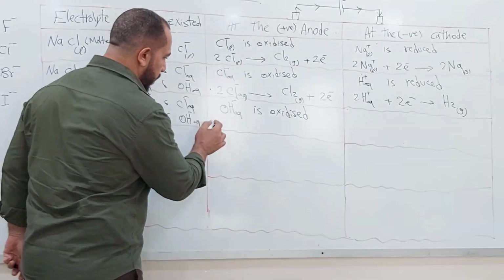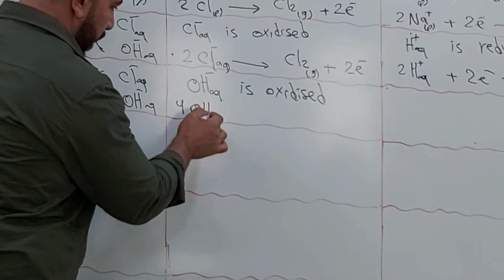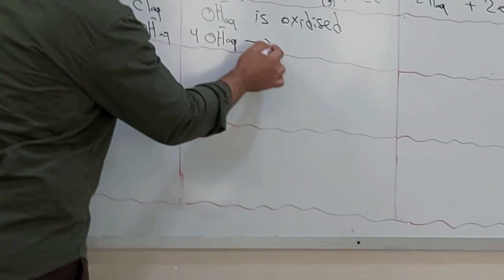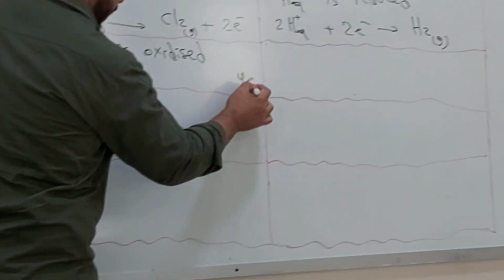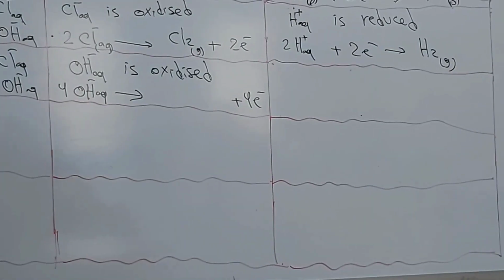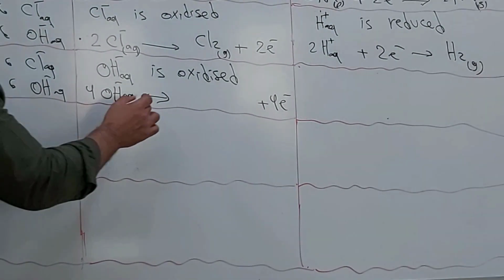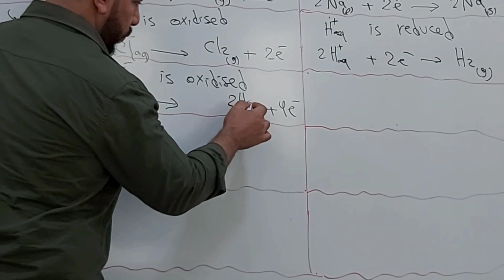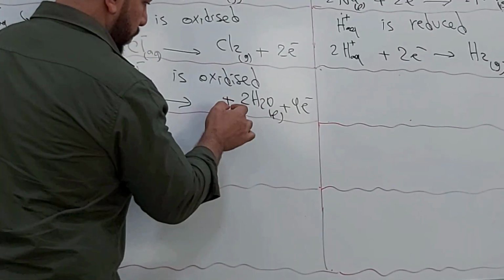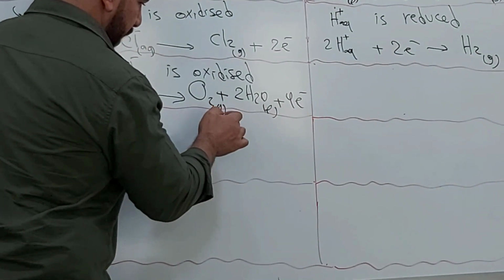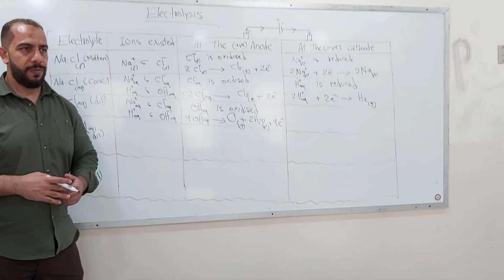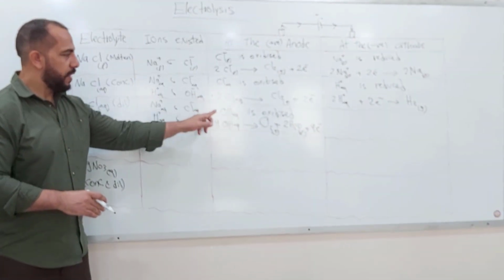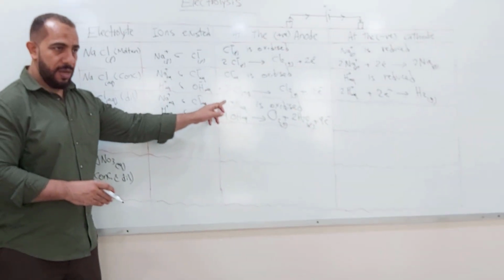So we need actually here 4 OH⁻(aq). They will lose 4 electrons, plus 2 water molecules will be produced, 2 H2O(l), plus this is oxygen gas, oxidized. Just take care here, this is the basic difference between concentrated and diluted.